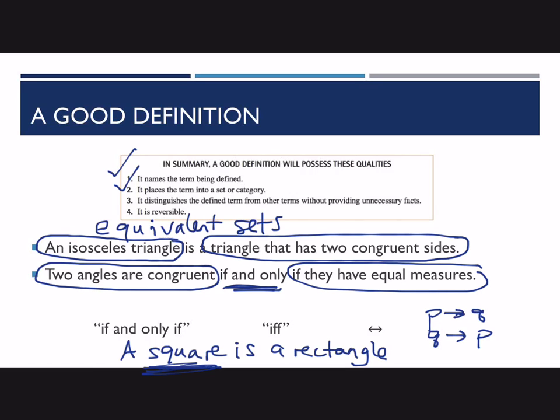It distinguishes the defined term from other terms. I don't know that it does that, so we don't have enough info in here. It almost makes you think that all rectangles are squares the way that it's written. Okay, so there's something about squares that makes them specifically a square and not just any of the rectangles in that category. Okay, so I don't know if it fits that part. And then it's definitely not reversible. So if I flip this and say a rectangle is a square, that's not true all the time.